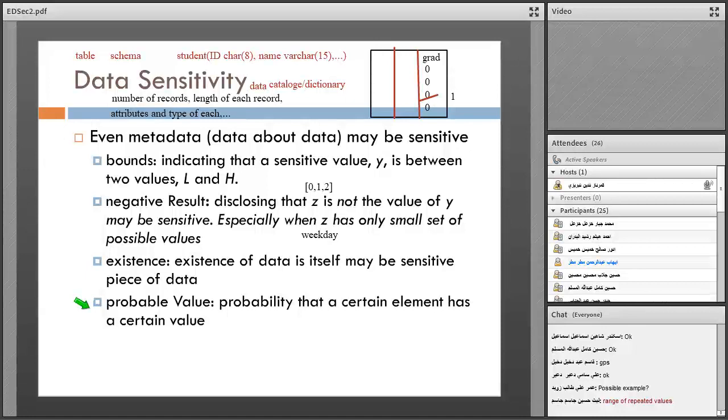And we have probable values: the probability that a certain element has a certain value. Maybe it can be sensitive data. For example, I say that there is a chance of 60% that in this database we have the formula of that vaccine. It's the probability.